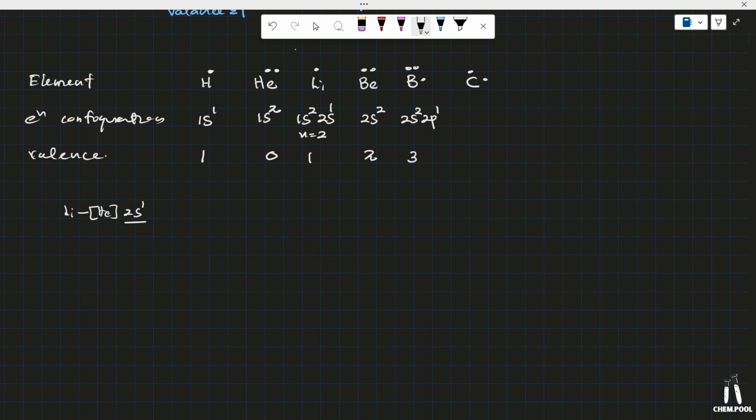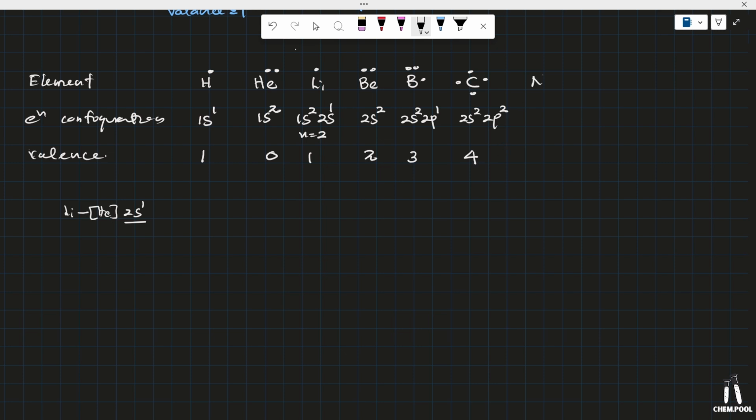Here for carbon you can see 2s2, 2p2. Then by losing these 4 electrons it can get the noble gas configuration, right? So what about here? 4.